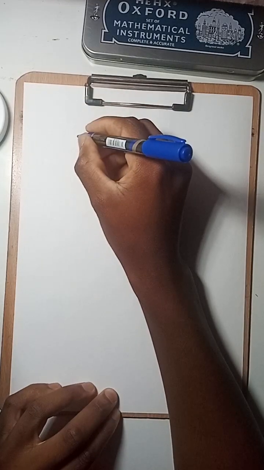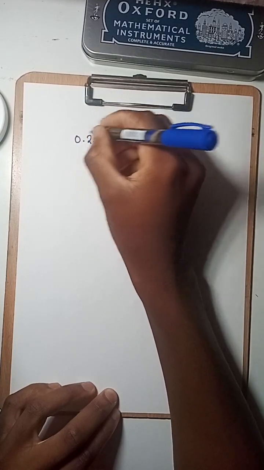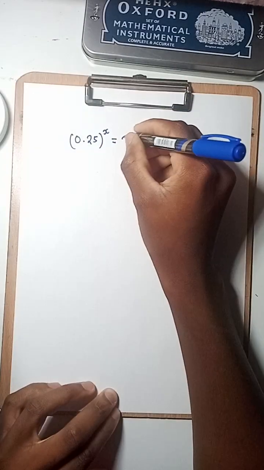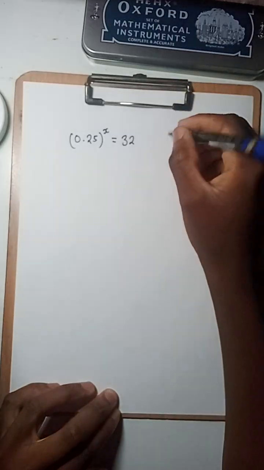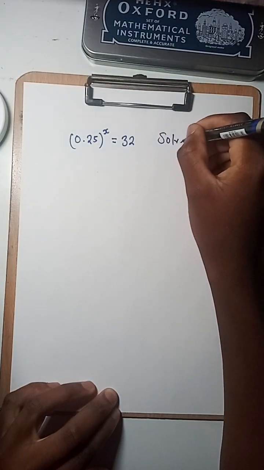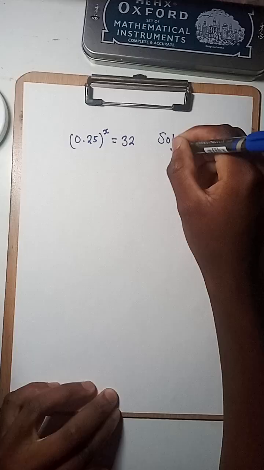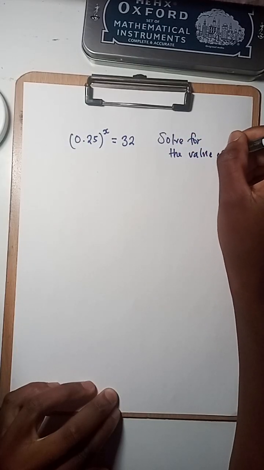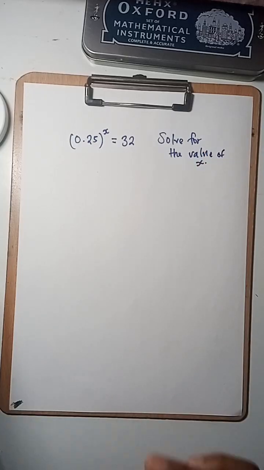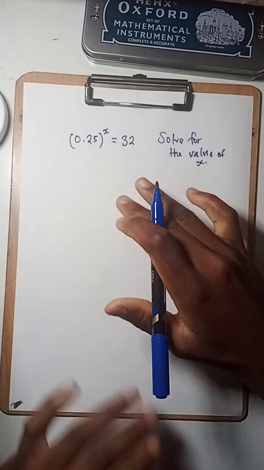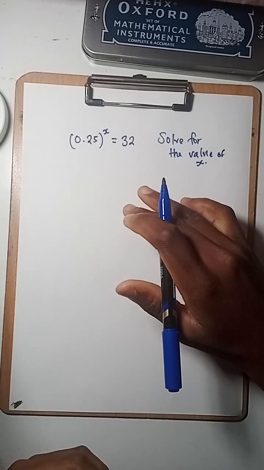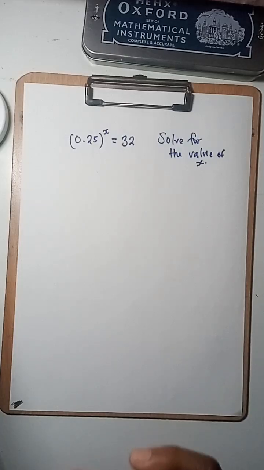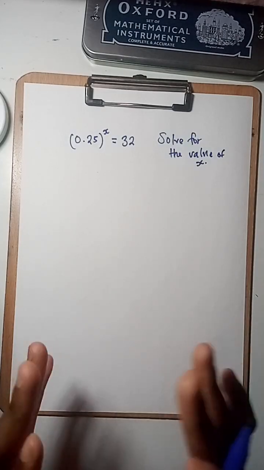So, we had 0.25 to the power x equals 32. Here we have been told to solve for the value of x. This question falls under indices, and we know that we have to try by all means to make x the subject of the formula. Now, how do we do that?